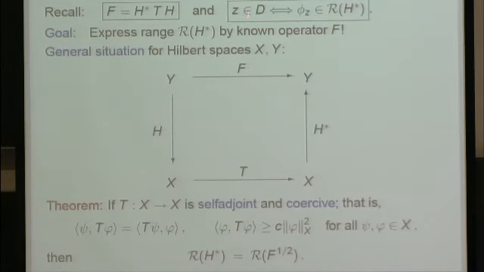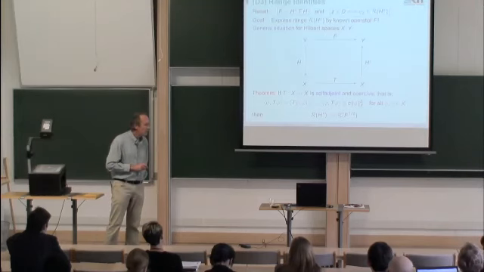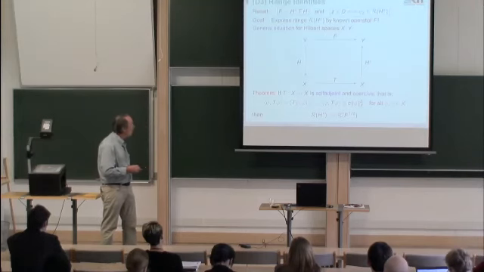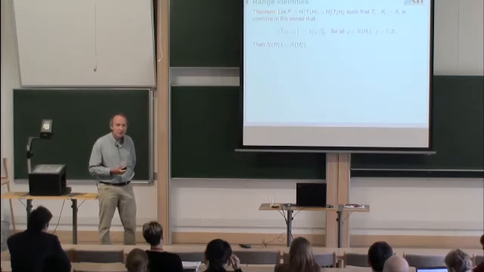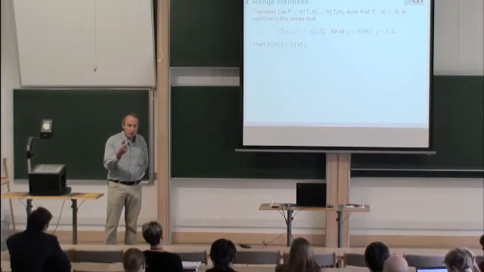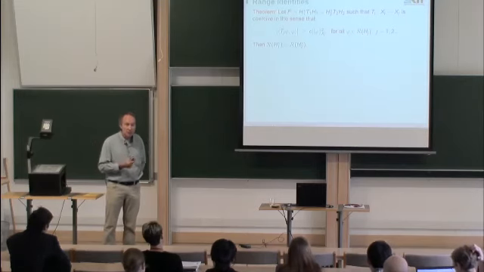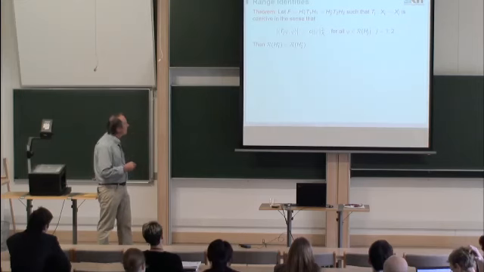And if you combine this and that, you get that z is in D if and only if this function Vz is in the range of this known operator, the square root of F. Okay, now we come to the theorem which applies to our nonlinear scattering problem where F is not self-adjoint. So this is the basic theorem here.